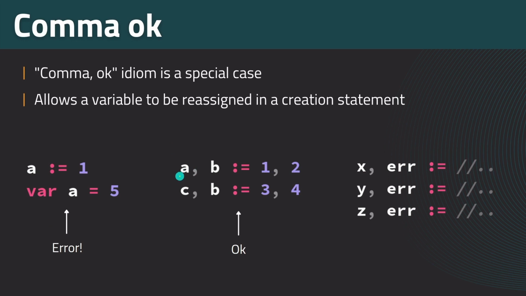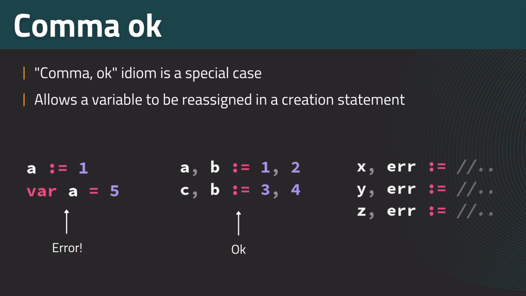In the middle here, we have A comma B. So we're creating 2 variables, create and assign. We'll assign 1 to A, and we'll assign 2 to B. Later on in the program, we can do C comma B, create and assign, and we'll assign 3 to C, and then 4 to B. Even though we created B right here, since we're using the comma OK idiom, we're allowed to reassign B again, even though we have the create and assign operator.